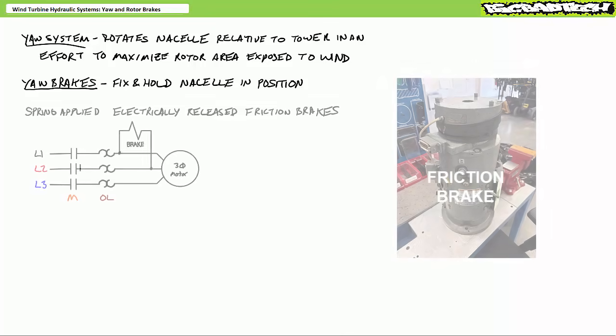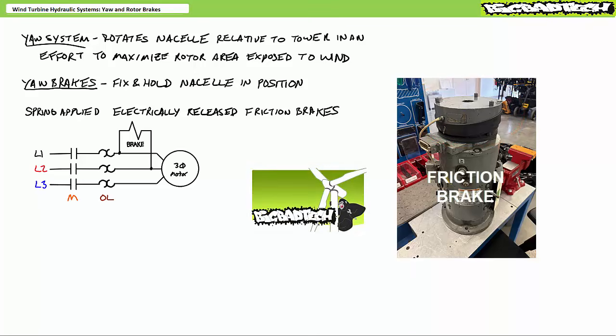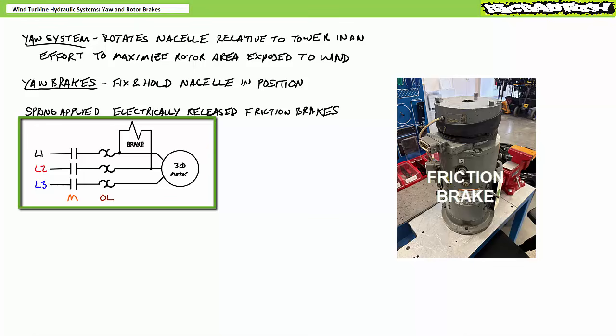Smaller turbines may not warrant the inclusion of hydraulic brakes and instead rely upon spring-applied, electrically released friction brakes mounted right on the motors. You'll recall we examined spring-applied or electrically released friction brakes extensively in the motor control playlist. As a summary of the operation, when the M contactor closes, not only does it energize the yaw motor, it releases the friction brake. Conversely, when the M contactor opens, it de-energizes the yaw motor and a spring applies the friction brake.